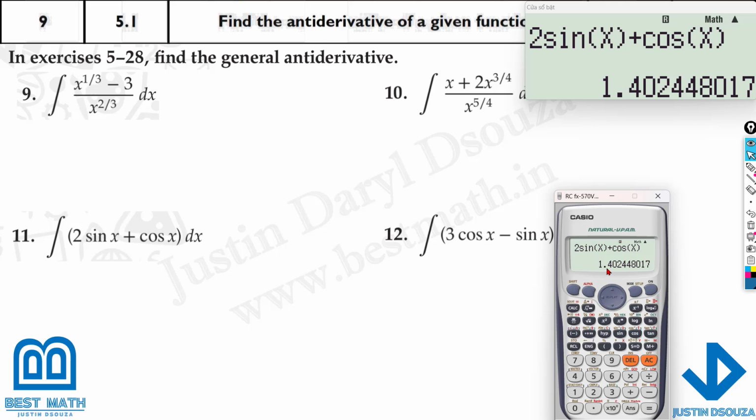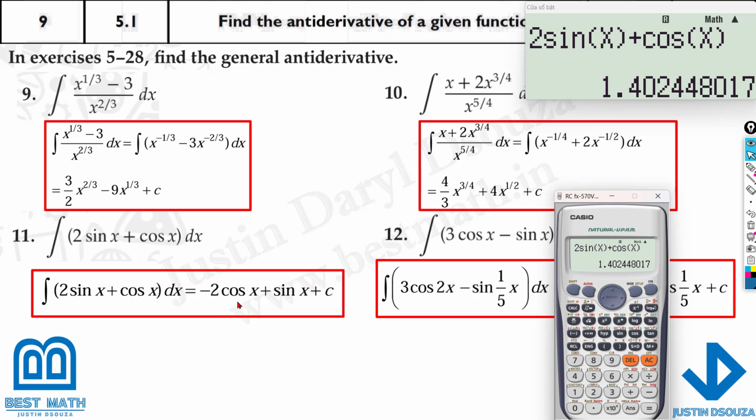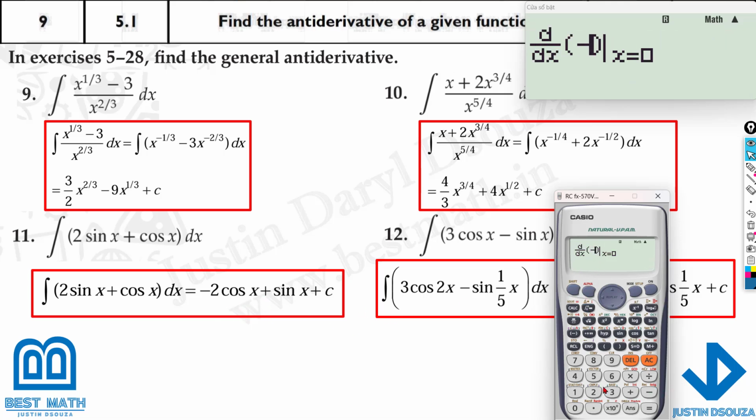Okay, so now here, 2 sine x plus cos x, the given question I typed it in, calculated at 2, it's 1.4. So we should know all the 4 options. Now here, this is the answer, right? Let me derive it. Shift dy by dx of minus 2 cosine x, and then we have plus sine x. That's it. I'm not going to write c. Why? Because it's going to dissolve anyways. And x value must be 2.